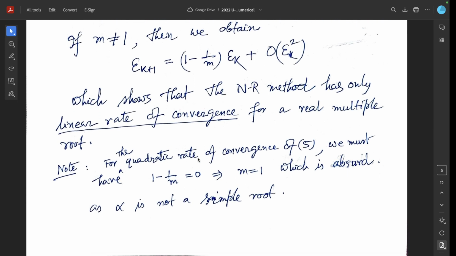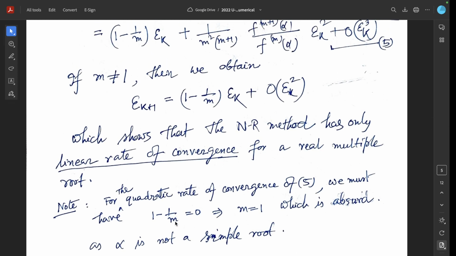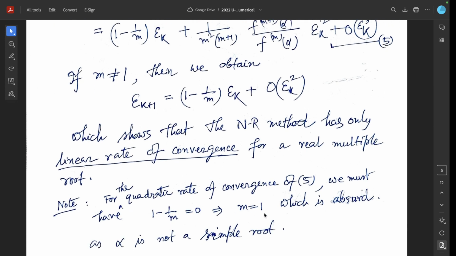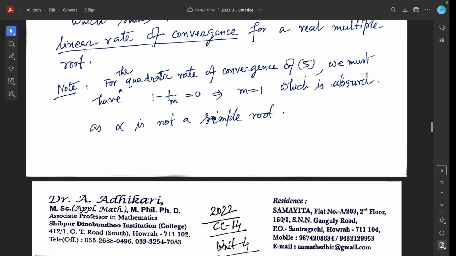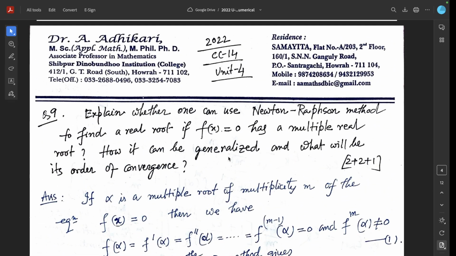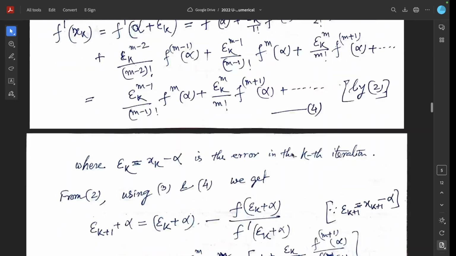Note that for a quadratic rate of convergence in equation 5, we must have the epsilon k term vanish, so 1 minus 1 by m equal to 0, so m equal to 1. But m is the multiplicity of the root, so this is an absurd result because alpha is not a simple root, so m cannot be equal to 1. Now the second part of this question: how it can be generalized and what will be its order of convergence.